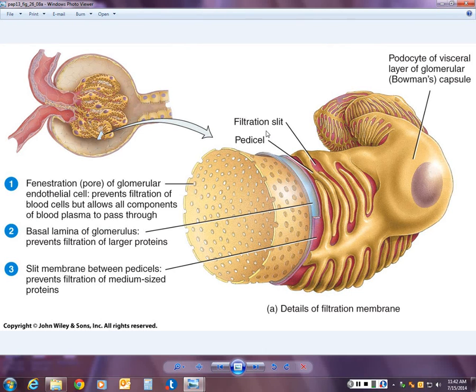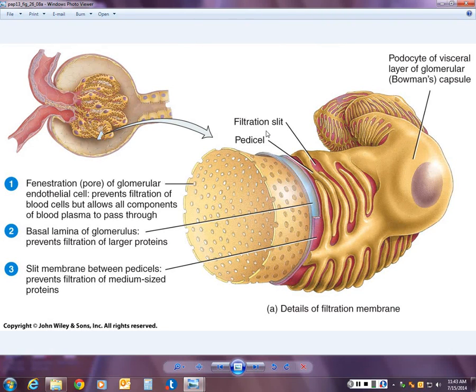If you look at many of the plasma proteins, they have a negative charge, and the basal lamina is also negatively charged, so as the negatively charged plasma proteins begin to approach the negatively charged basal lamina, the negatives repel one another, and that can help prevent filtration of at least some of the plasma proteins.